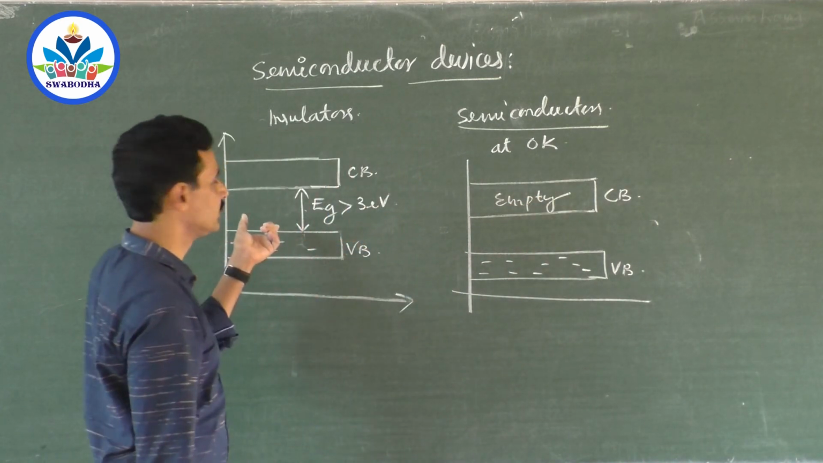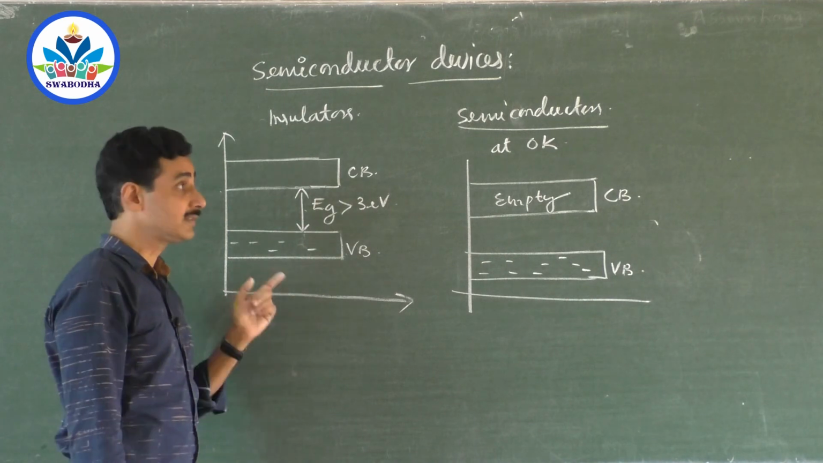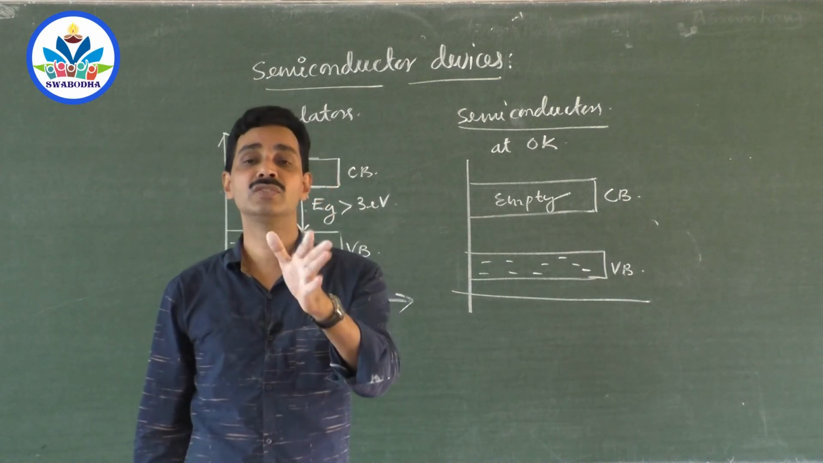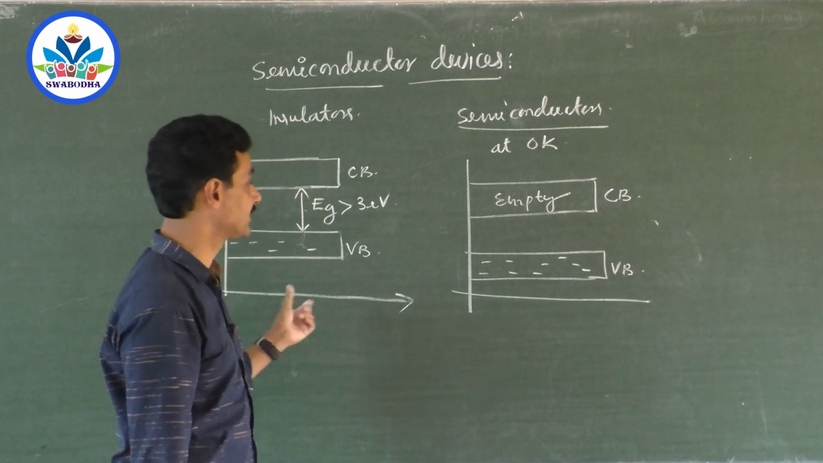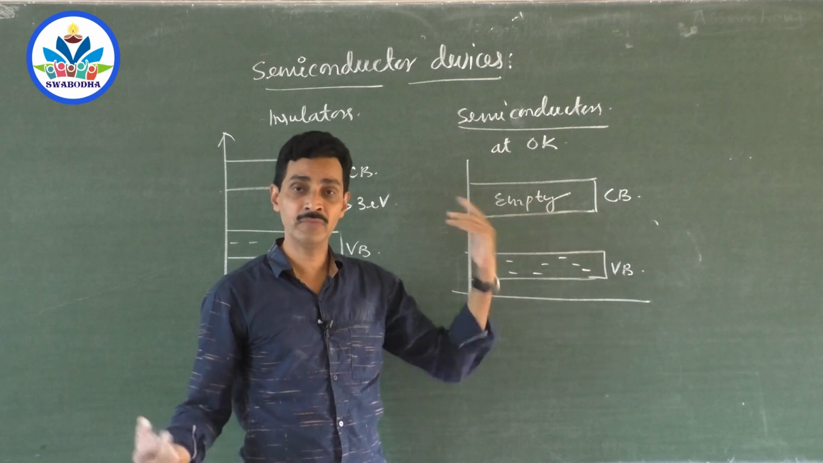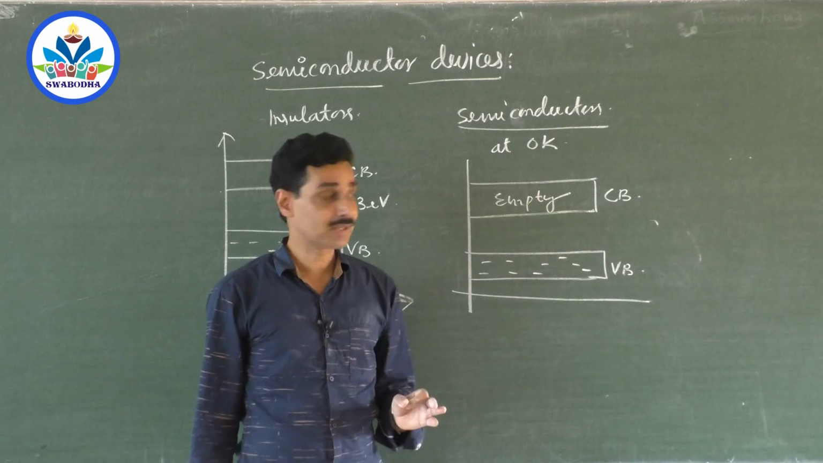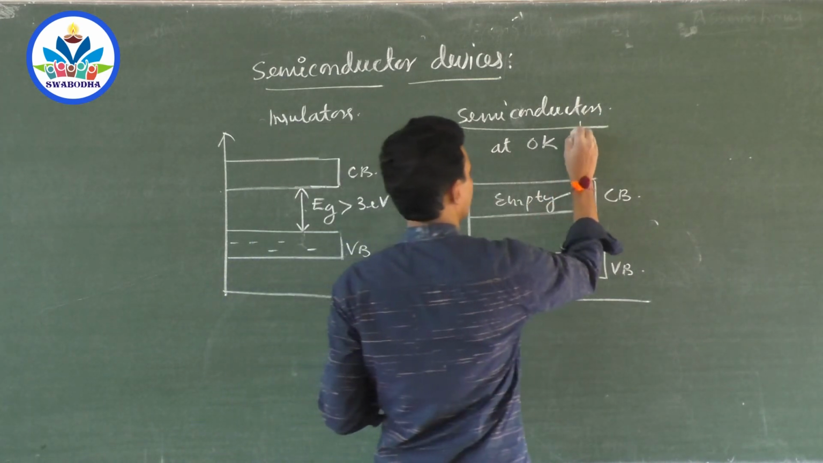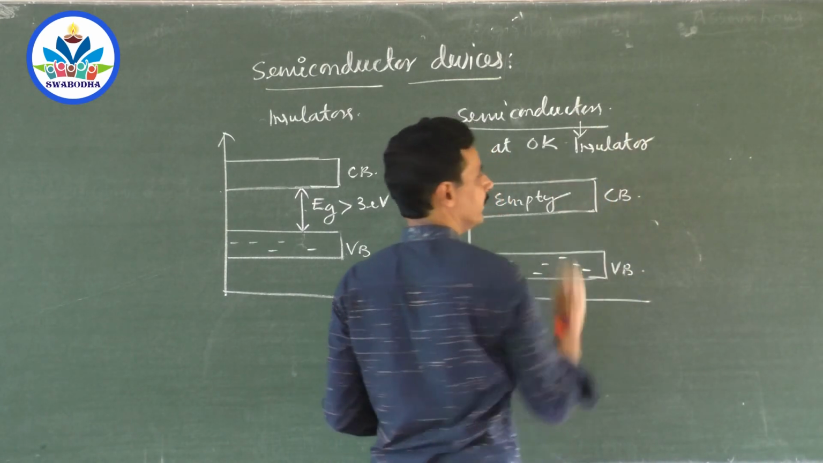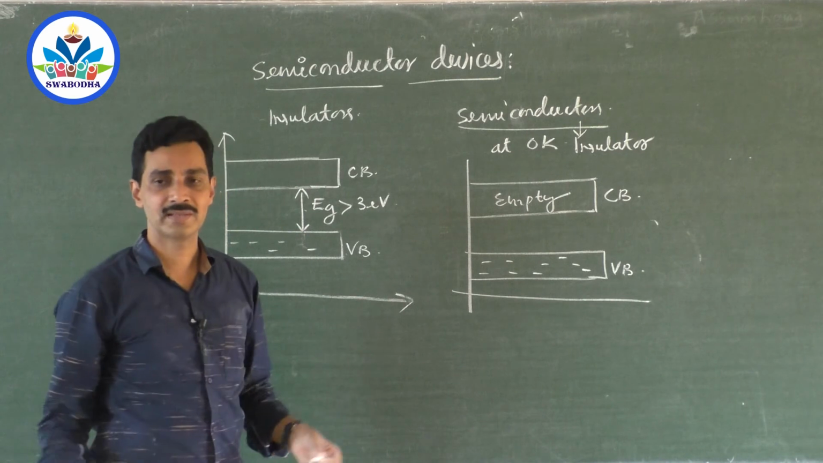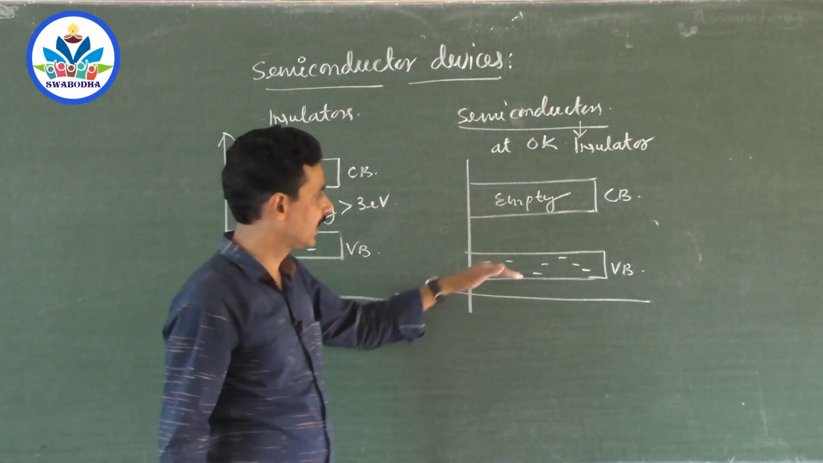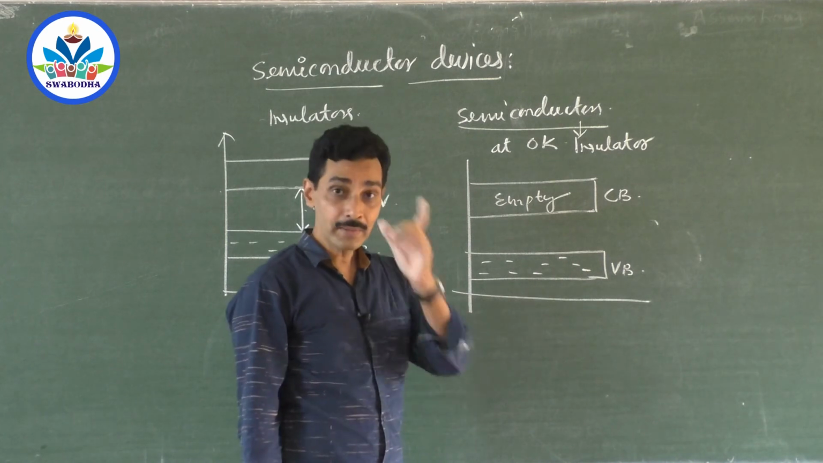Sir, it is very similar to this. Yes. At 0 Kelvin, a semiconductor is a perfect insulator. It is the same as an insulator, because there are no free electrons in the conduction band, and no free electrons at all. So at 0 Kelvin, a semiconductor is an insulator. Remember, because there is no external heat energy available, electrons can't gain energy, so they can't go to the conduction band.